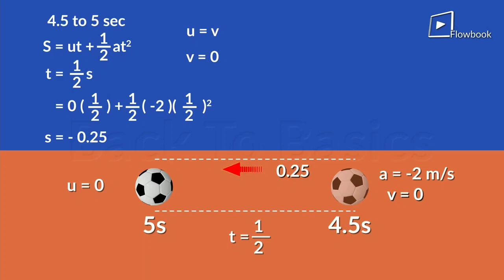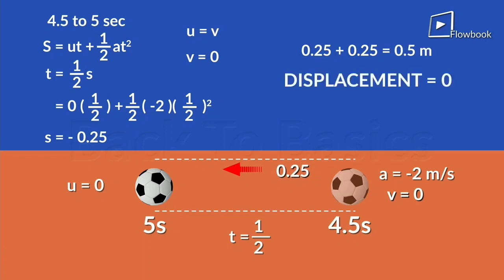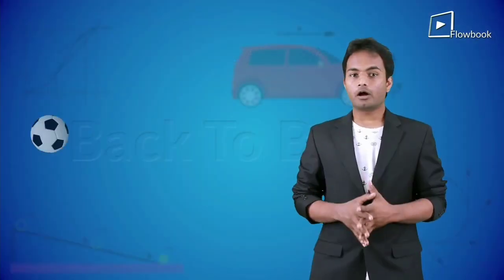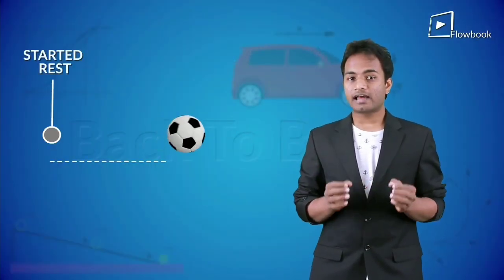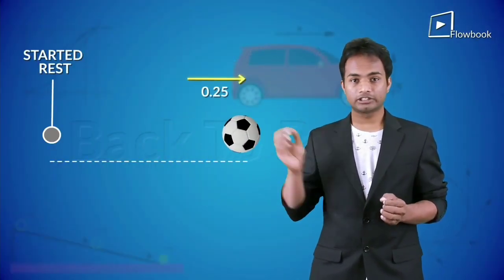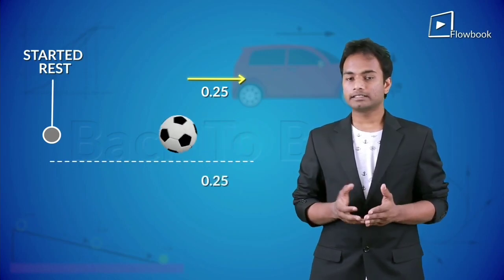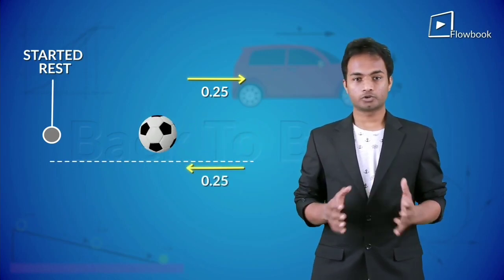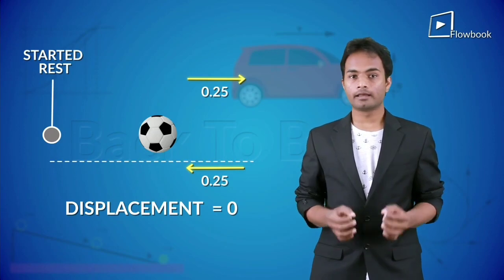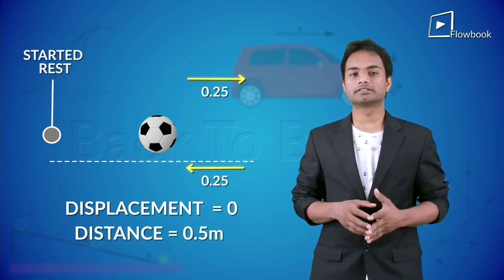Now, if you want to know the distance traveled from the 4th to 5th second, that would be 0.25 plus 0.25, that is 0.5 meters. But the displacement would be 0 because the ball has traveled 0.25 meters in that direction and 0.25 meters back in this direction. So that makes the displacement 0 and the distance 0.5 meters.